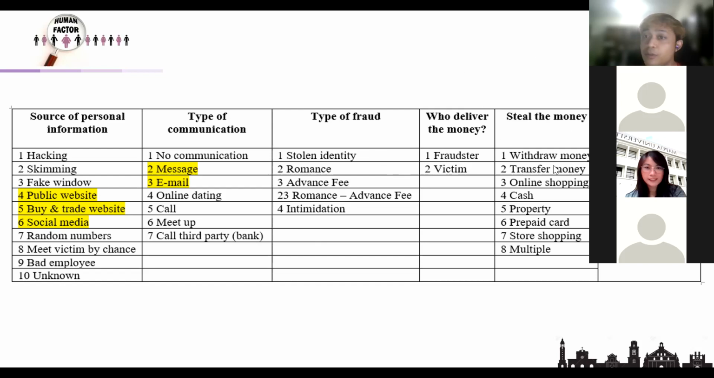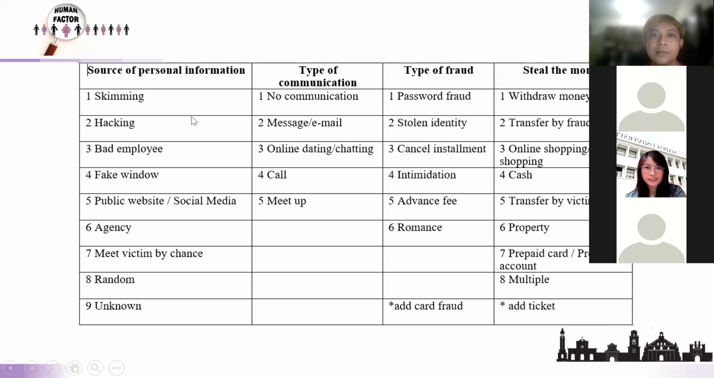And stealing the money can take many forms: withdrawing money, transferring money, online shopping, or just getting the cash, property, a prepaid card, store shopping, and it can be multiple. But this is still not finished, because some of it is quite redundant for the dummy code. So perhaps I try to make it a little bit better, like scheming, hacking, bad employee, fake window, public website, agency, made up by chance, and so on. And this is the type of communication, and the type of fraud can be password fraud, stolen identity, cancel installment, and so on.